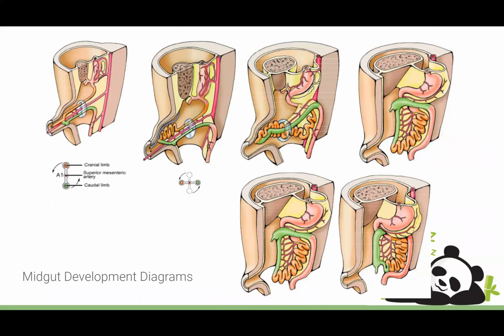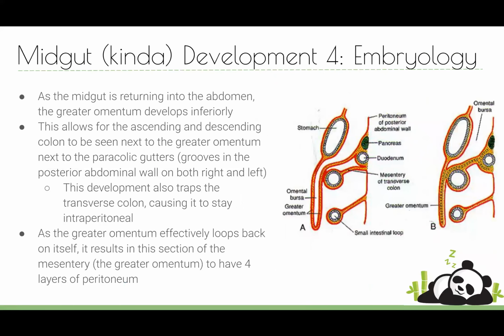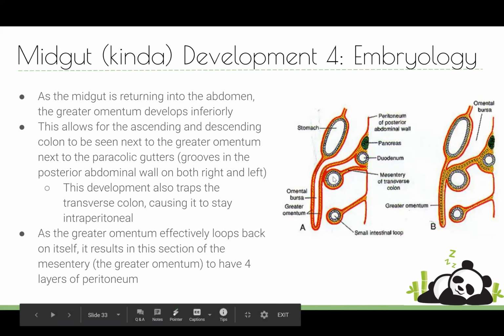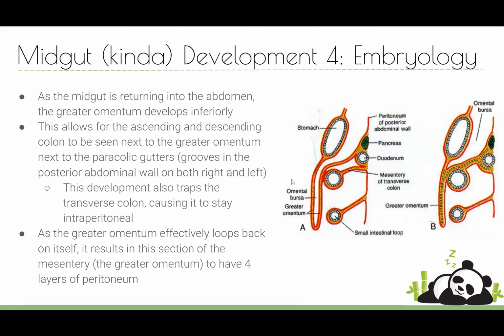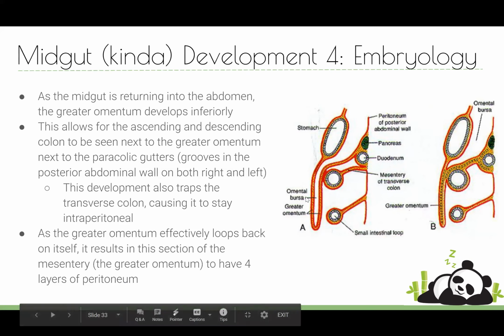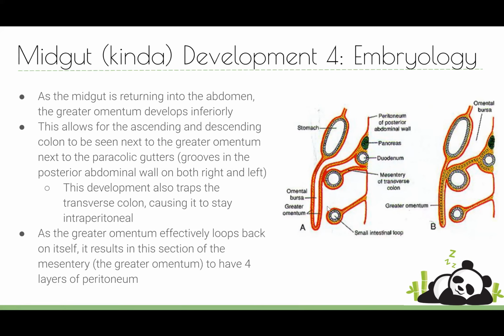Okay, next diagrams. So this is more midgut, but not really. It's more about the omentum. So as the midgut goes back into the abdomen, the omentum will develop inferiorly. It will come down, the greater omentum. This means that the ascending and descending colon can be seen next to this omentum bursa, and won't be covered by it too much. But it also traps the transverse colon, keeping it intraperitoneal as it moves through.